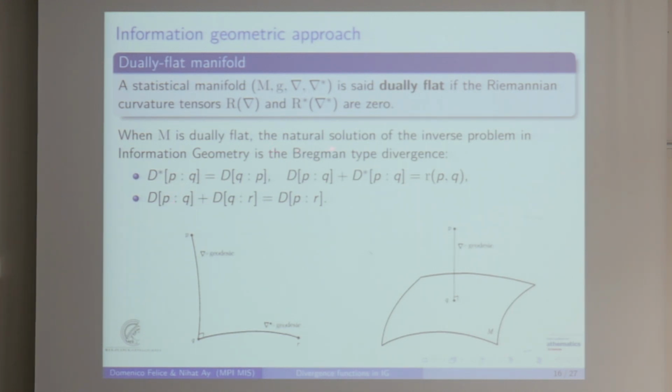Other properties of this canonical divergence by Amari are the generalization of the Pythagorean theorem and the geodesic property. So we aim to have also these properties in this generalization of a canonical divergence. But we will see that we encounter some geometric obstruction, so that we cannot have this kind of nice properties.